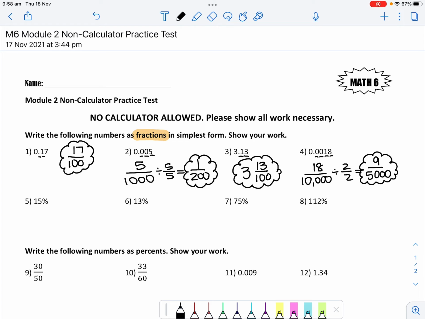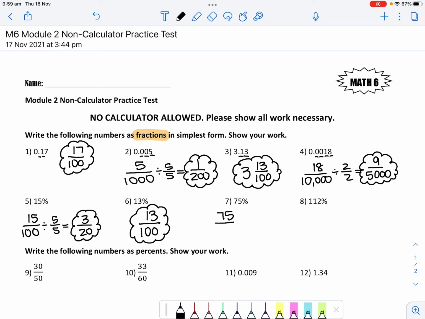Now I'm going to go from percents to fractions in simplest form. Remember that percents are out of 100, so 15% is 15 over 100, and then I divide by 5, so 3 over 20. 13% is going to be 13 over 100. It cannot be simplified.